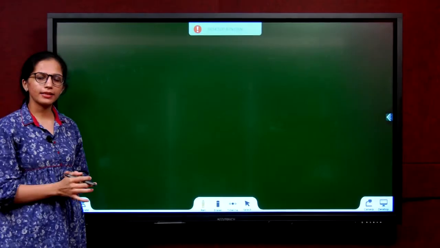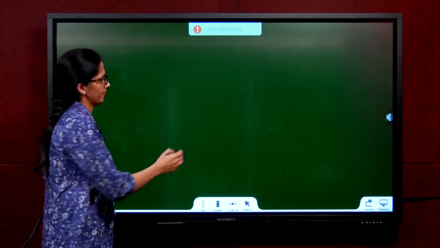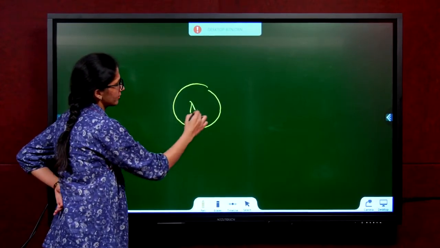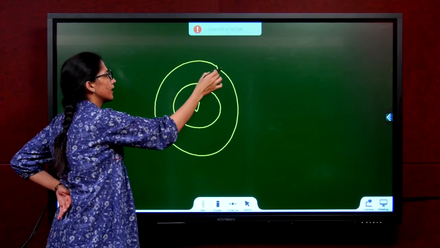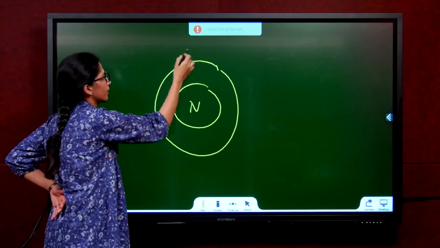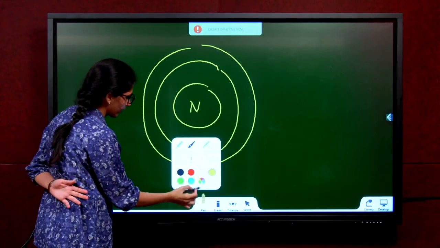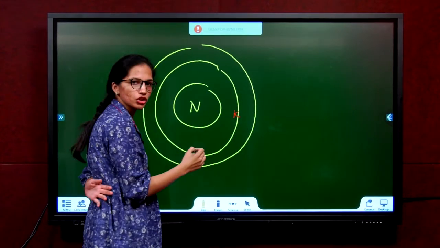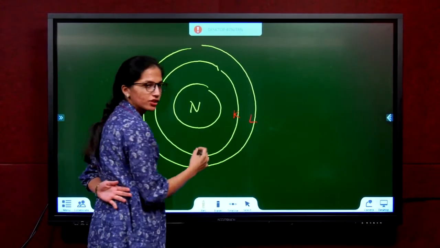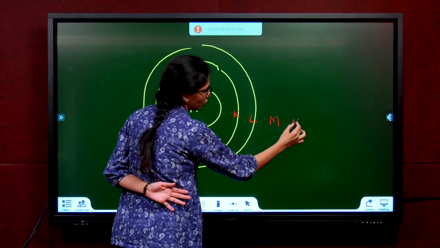Before we understand the next topic, let us understand something about atoms. This is the nucleus. We have orbits around it in which the electrons are moving around. Let us call these orbits shells. This is the first shell, so it's the K shell. Next is the L shell. Next we have the M shell and so on, K, L, M, N.